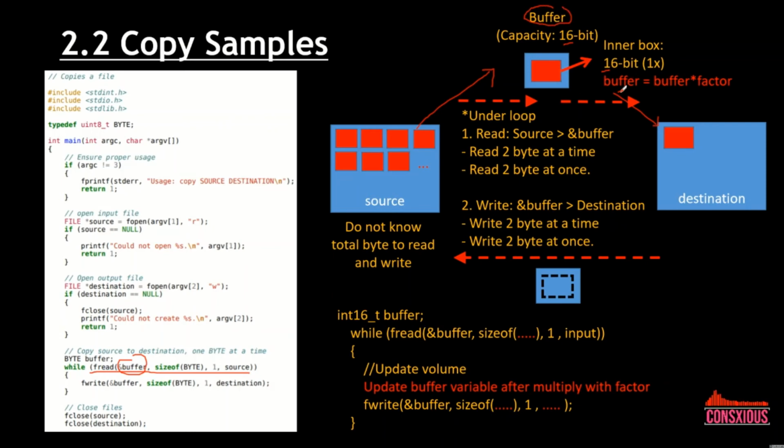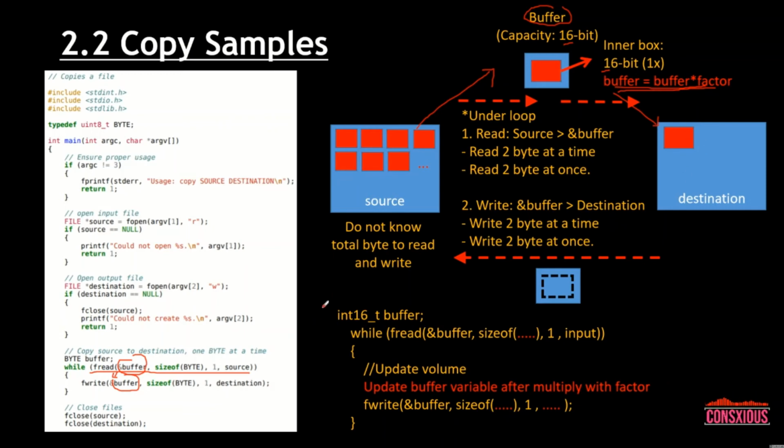Basically, we just do this: the buffer equals the buffer times the factor. So we slightly modify the samples here and pass them to the destination. So here it will be slightly different data from our problem here, lab 4.